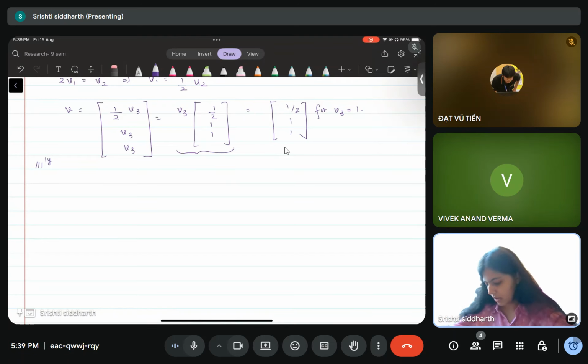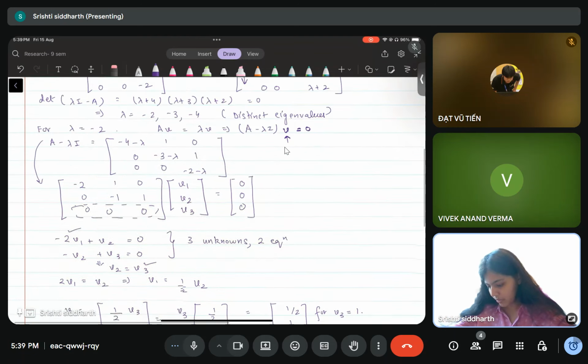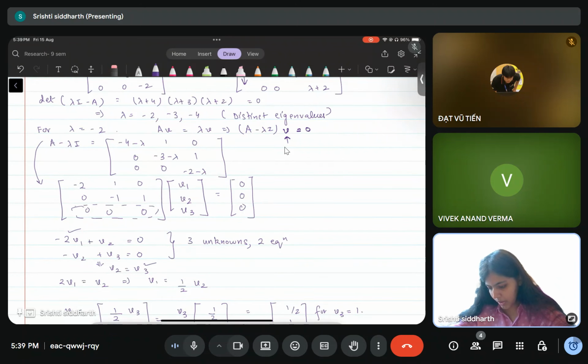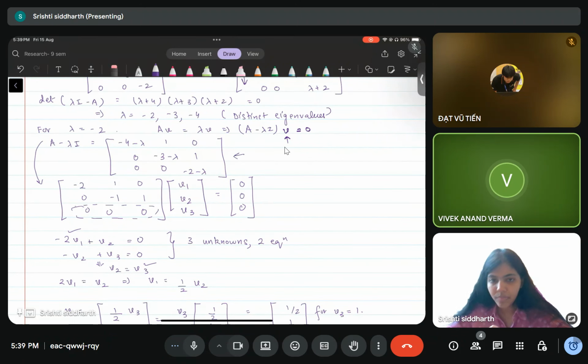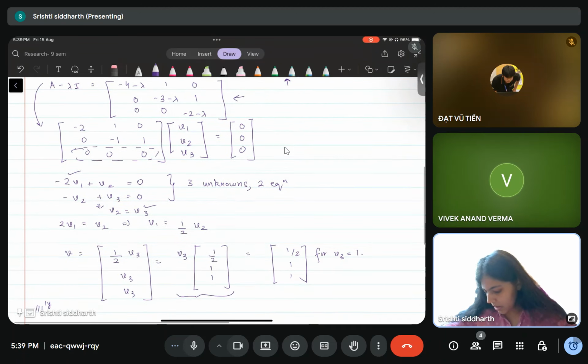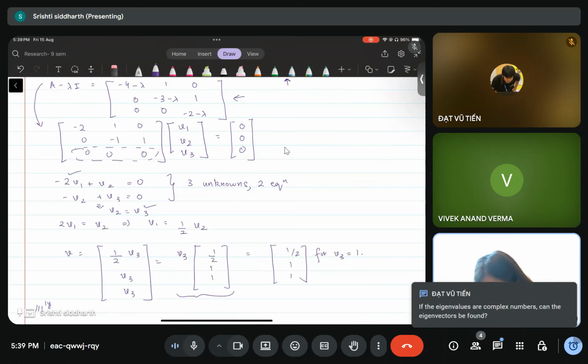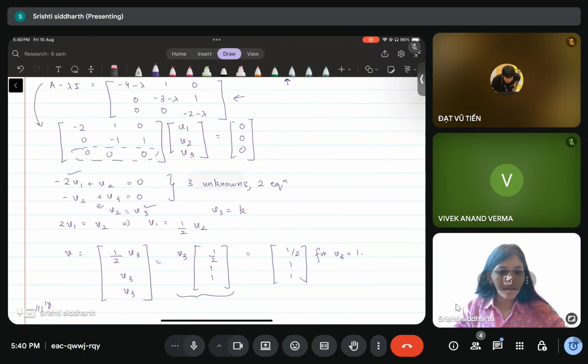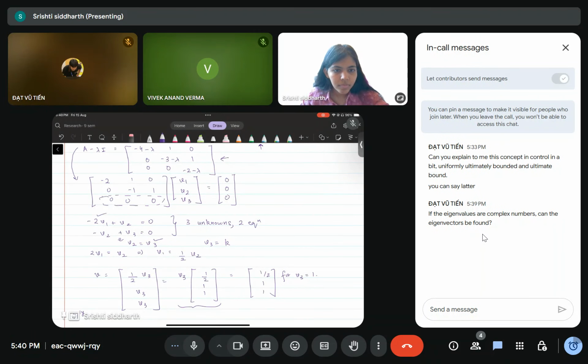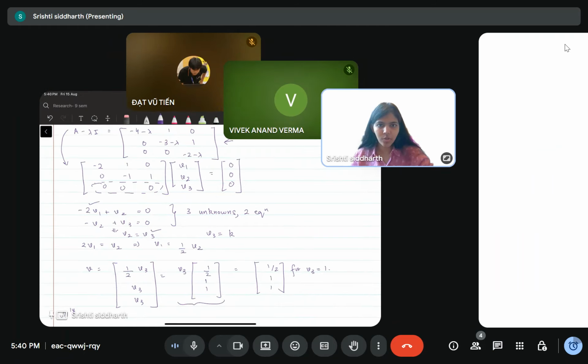This is true for lambda equals -2 because we have substituted lambda equals -2 here. What I could do is simply take V3 equals some constant K. Yes, it's the same procedure. If the eigenvalues are complex, you can do the same procedure for the roots.